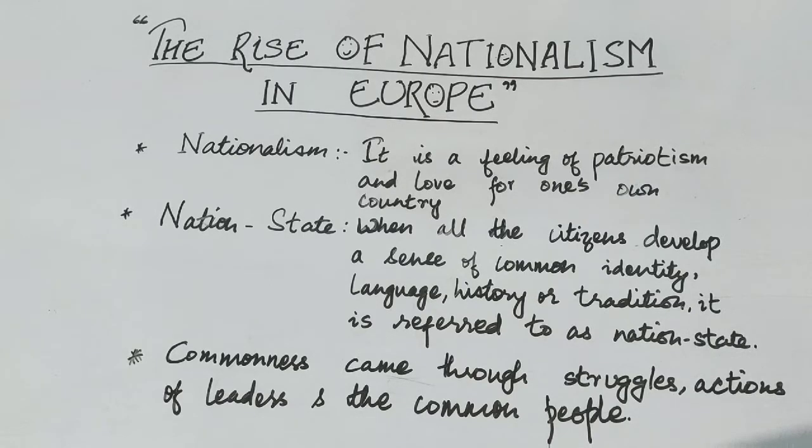A nation state is one where all the citizens living in a particular country share a common language, history, traditions, identity, etc. For example, if Germany is under the control of France, it cannot be called a nation state because French culture, history, tradition, and language are different from those of German culture. Thus, the nation state was the product of prolonged struggles, the action of leaders, and the unity of the common people.